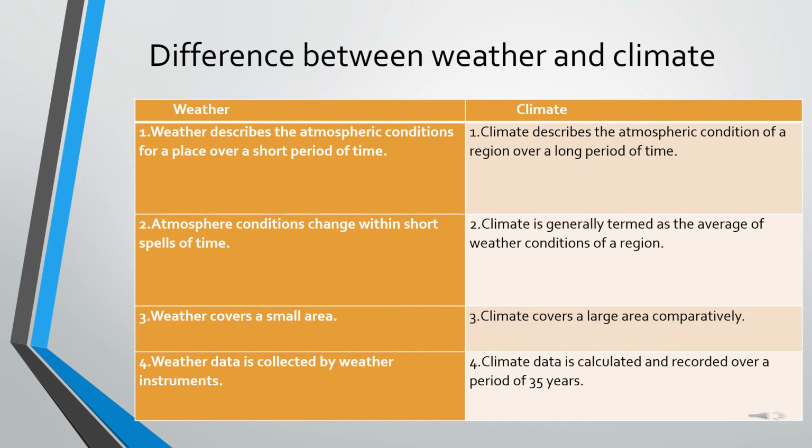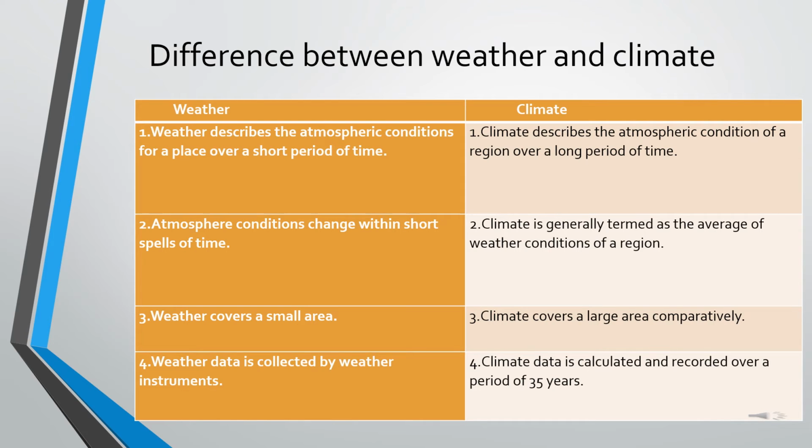Now students, let's study the difference between weather and climate. So now we know what is weather and what is climate. Weather is hour to hour and day to day conditions of the atmosphere, whereas climate is the average weather condition of a place over a long period of time.